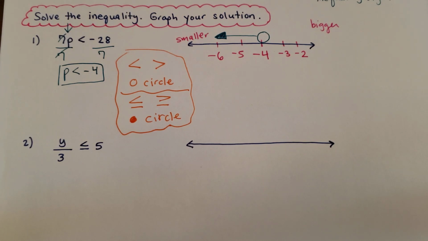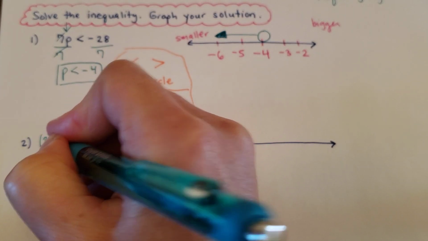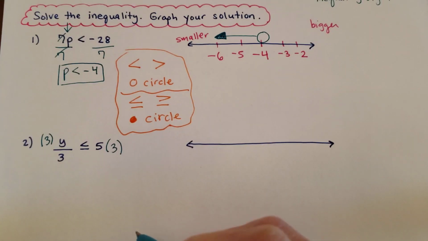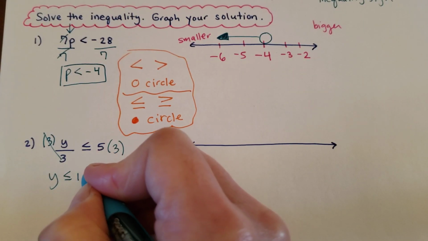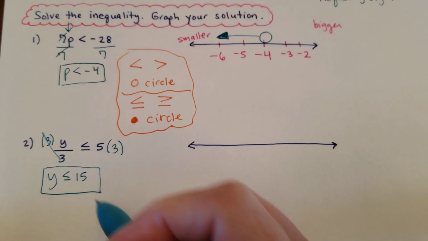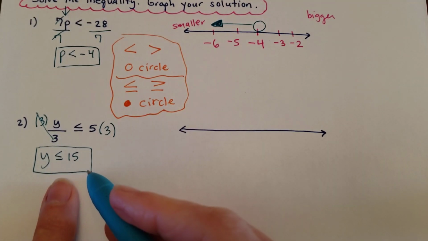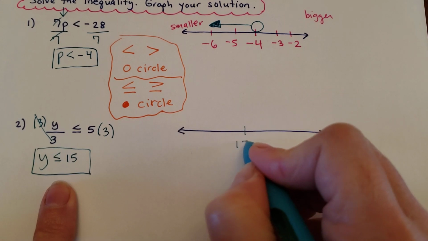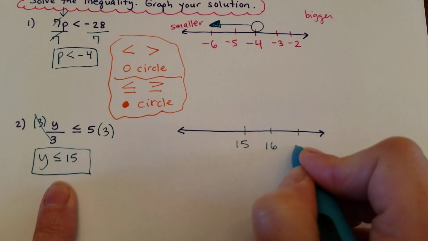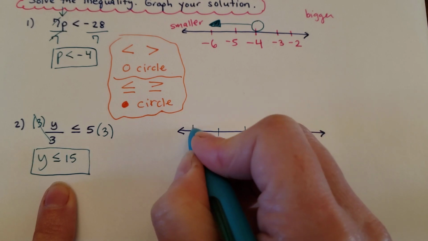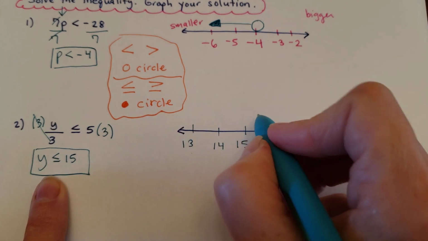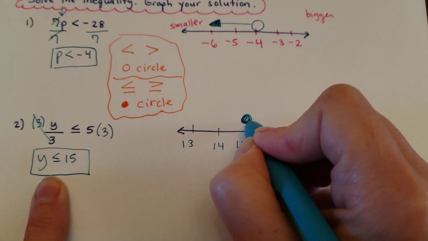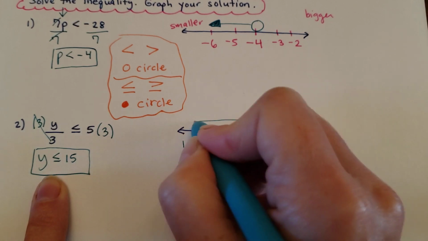So for this one, the 3 is underneath, which is division. So we're going to multiply both sides by 3. Again, not a negative, so we don't change anything with the signs. The 3's will cancel, and you'll have y less than or equal to 15. We're going to put our answer in the center. So the answer is 15, so that it's going to go in the middle. Bigger numbers, so 16, 17, smaller, 14, 13. It has a bar. Bar means closed circle, so we're going to do closed circle on 15. And it points left, so we're going to go left.